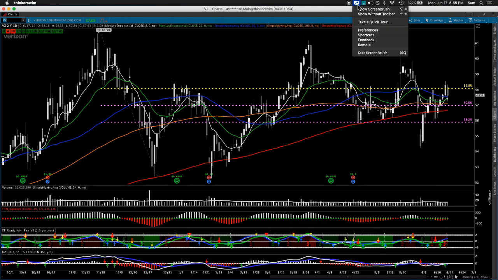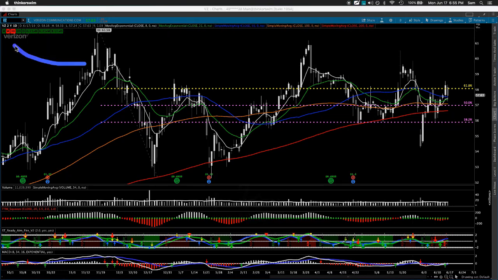One thing I want to point out: obviously we went through Verizon in some detail, and we know it has a weekly squeeze. No daily squeeze here, right? I don't really mind as much. What I do like on Verizon is you see the histogram on the squeeze is printing negative, and it's moving upward.